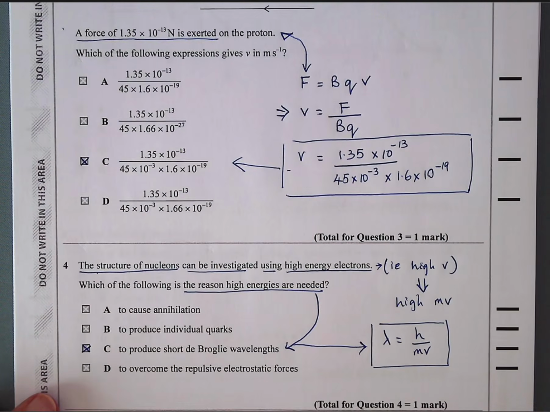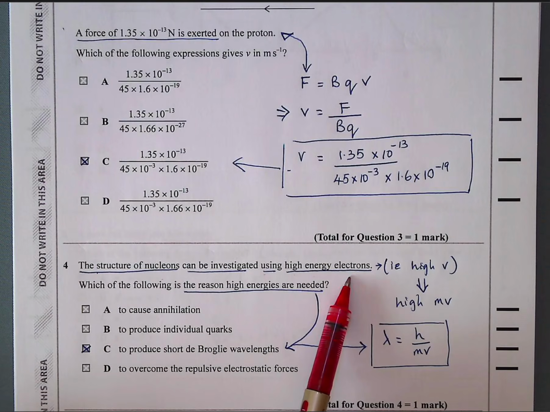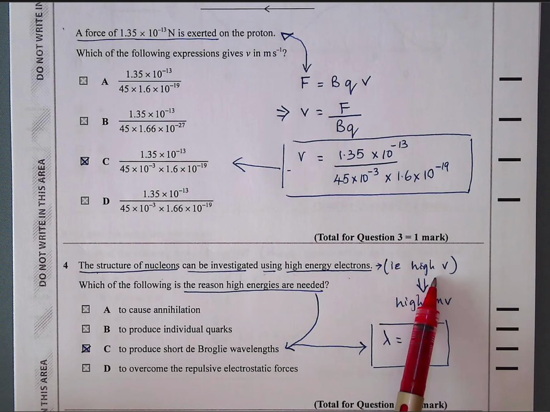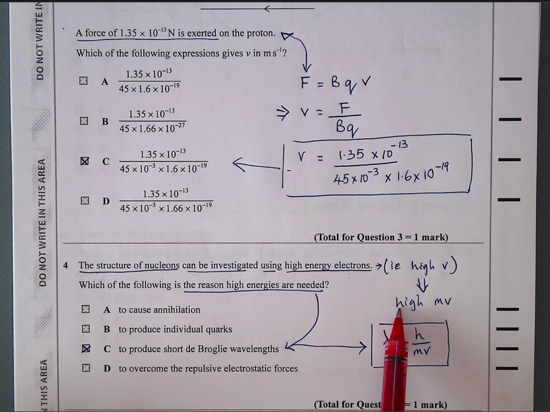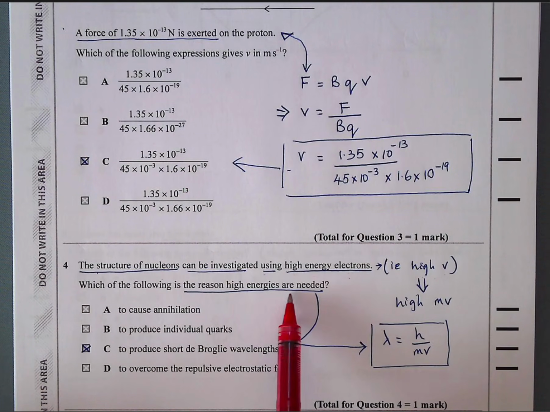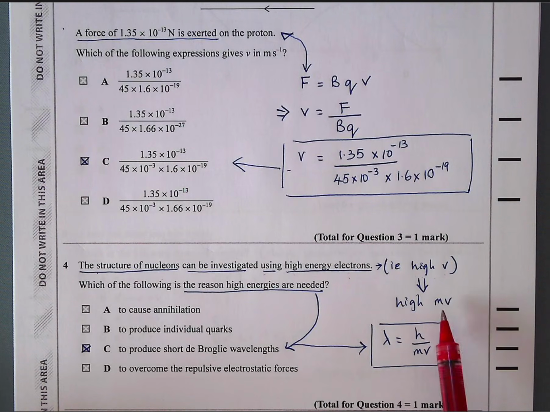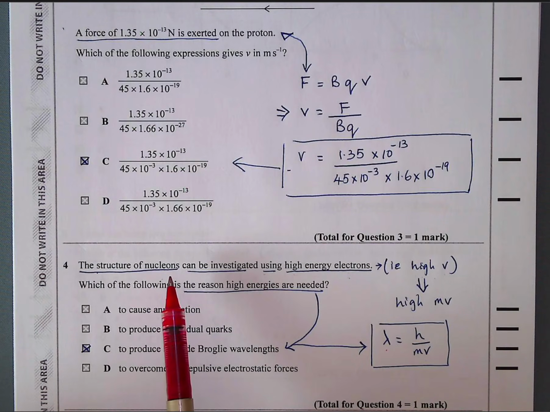Question 4. It's about nucleons. The structure of nucleons, it says, can be investigated using high energy electrons. Okay. So high energy means high velocity, obviously, because high energy means high kinetic energy, high velocity, and high velocity means high momentum. So this is going to talk about de Broglie's wavelength. Which of the following is the reason high energies are needed? If you don't have high energies, you won't have high momentum. If you don't have a high momentum, you will not have a small enough wavelength to penetrate the nucleons. Remember, nucleons are of the order of 10 to the minus 15 meters. So the answer is to produce a short de Broglie wavelength.